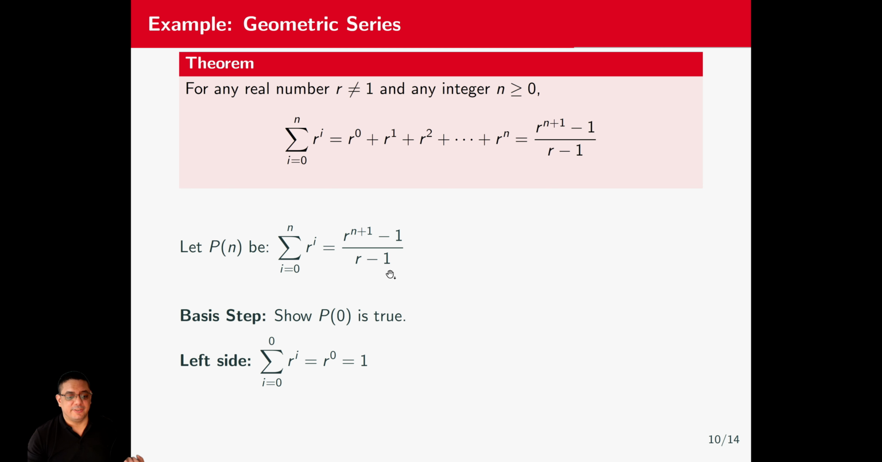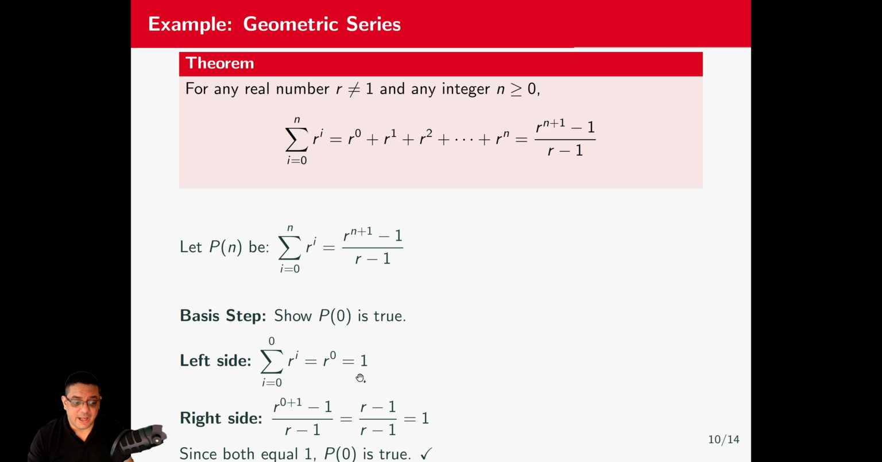So now, the basis step. Let's show that P of 0 is true, since we're starting from 0 here. Now, the left side is the sum from 0 to 0 of r to the i. That's pretty much just r to the 0, which is going to be 1. Now, the right side is, well, what is r to the 0 plus 1 minus 1? Oh, that's going to be r minus 1 over r minus 1. That's also 1. And so since both are equal, we know that the first condition, the basis condition P of 0, is true, and we have the basis step.